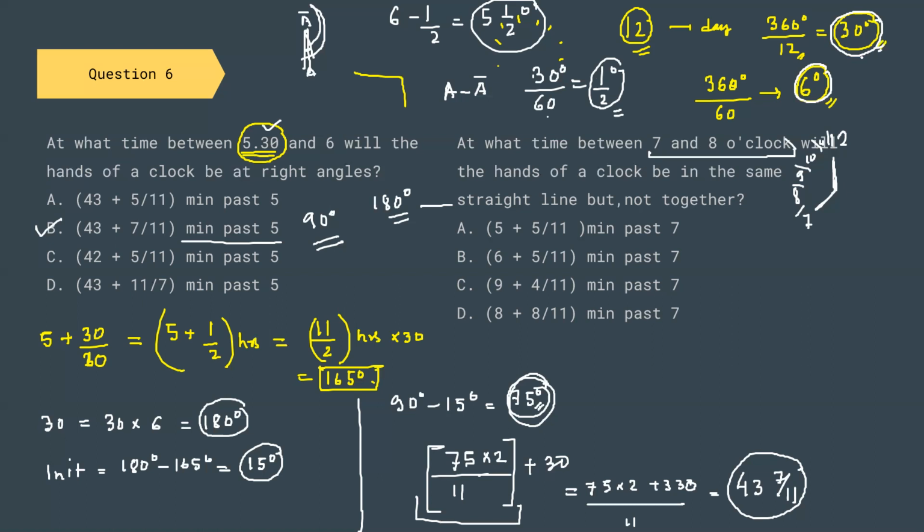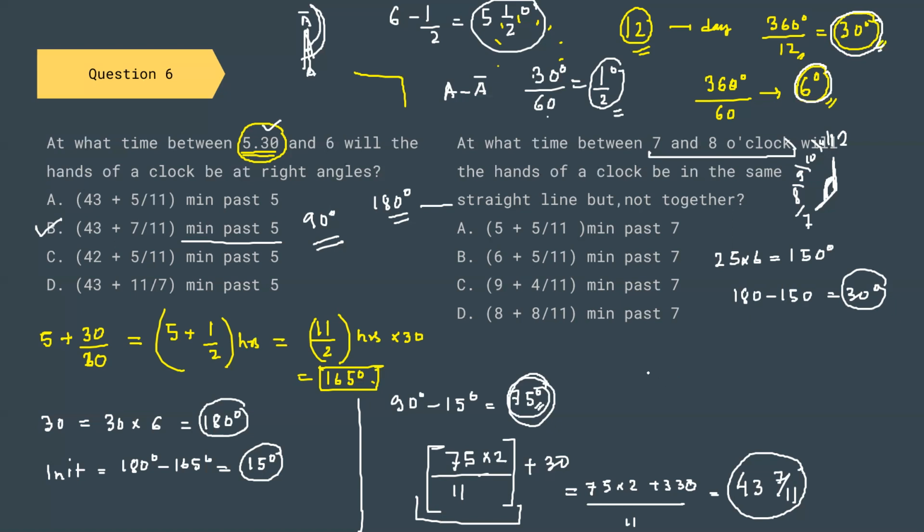So the distance between them is 25 minutes, and each minute is worth 6 degrees. So the initial angle between 7 and 12 is 25 into 6, that is 150 degrees. This is your initial angle. What should be the final angle? The final angle is 180 degrees. So 180 degrees minus 150 degrees, that is 30 degrees remaining. We have to cover 30 degrees.